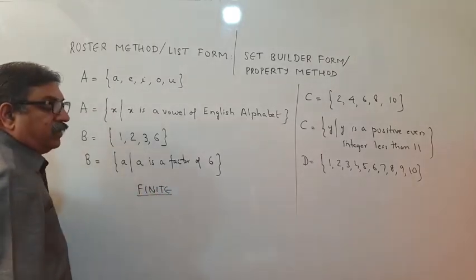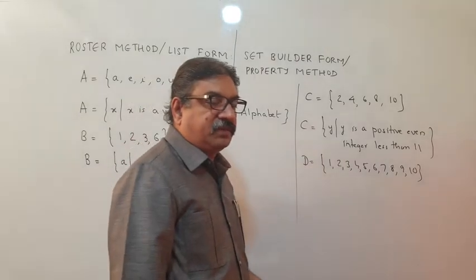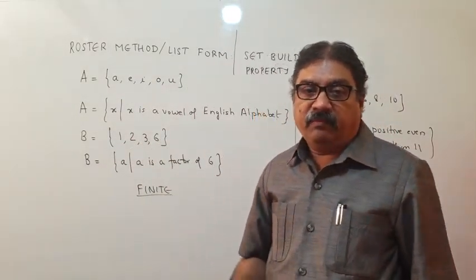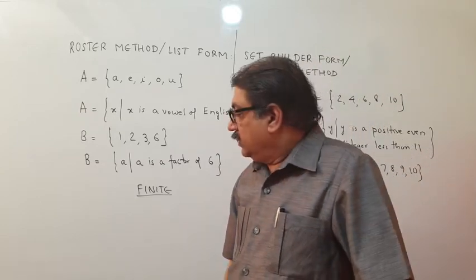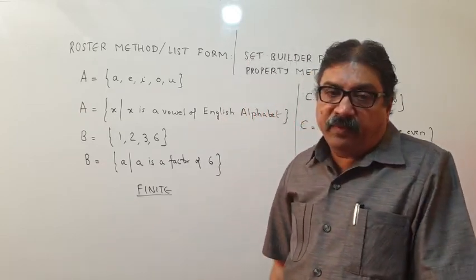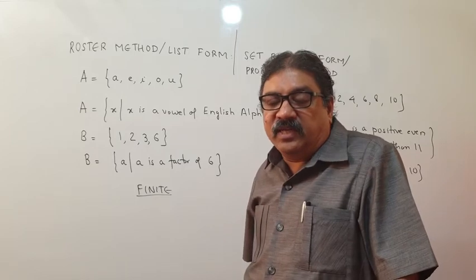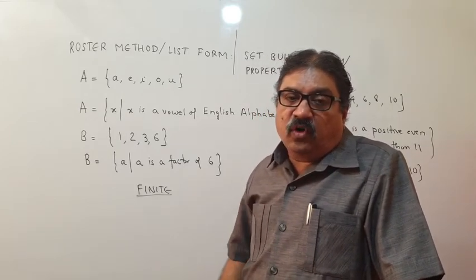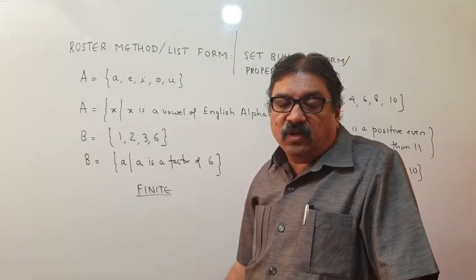Its number of elements will be fixed, definite, certain. They can be however large, but they are definite. And infinite means we don't know how many elements will be there in that set, like the set of natural numbers. They are uncountable.